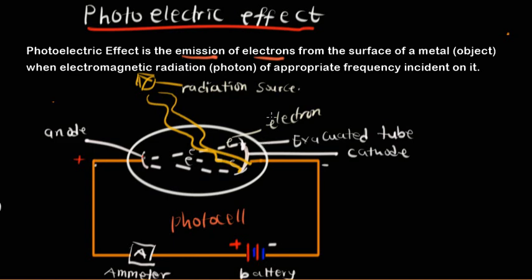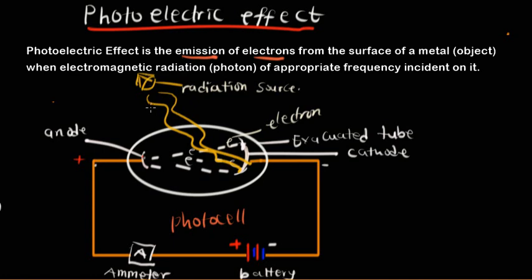Drawn here is the photocell. We have the anode positively charged, we have the cathode negatively charged, and then we have the source of light coming in from outside.